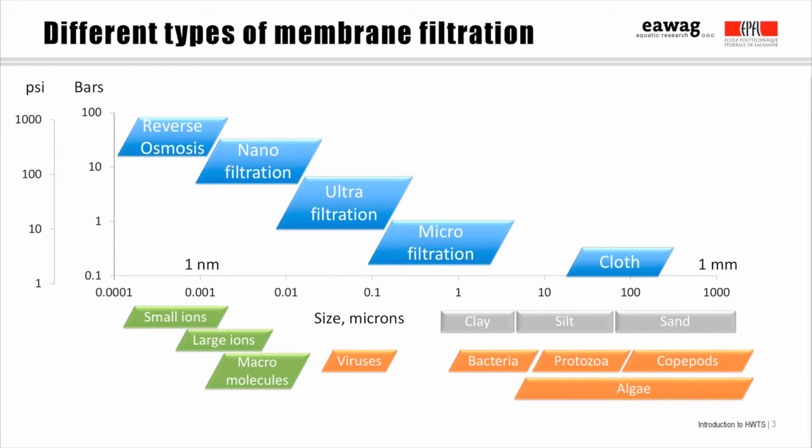Finally, the tightest membranes are called reverse osmosis, or RO, which can remove pretty much any kind of ion. RO is used for desalination, but requires very high pressure, up to 80 bar.